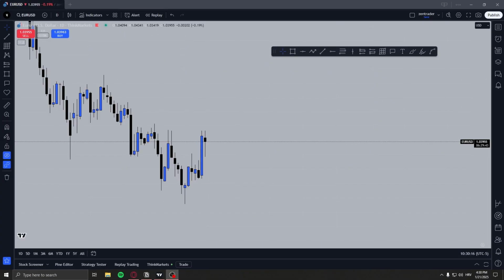Okay guys, so let's review today's trade. It was a 1% loss. It was a pretty simple trade, so I'll go fast. Okay, so let's start from the economic calendar here.